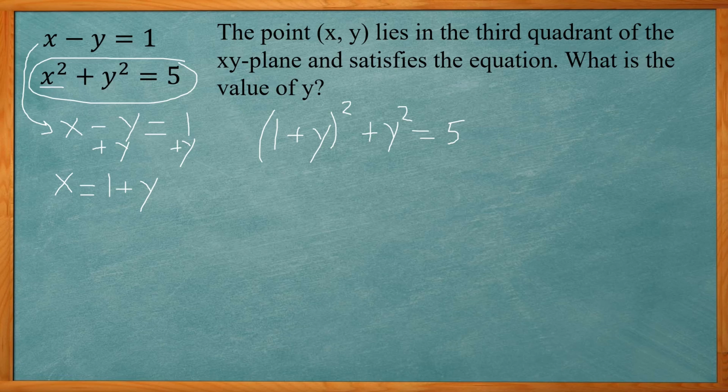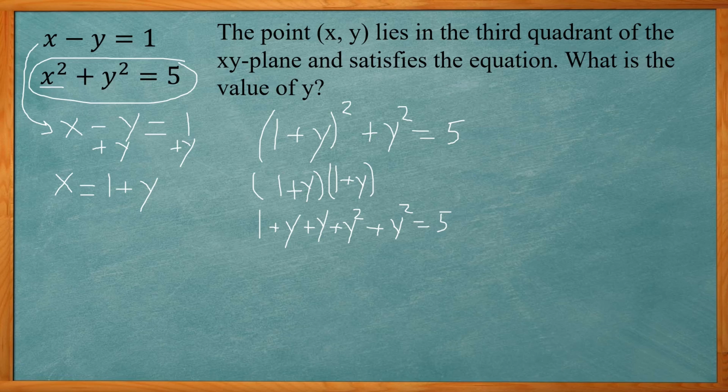Now 1 plus y squared is really 1 plus y times 1 plus y. If I multiply that, I'll get 1 times 1 is 1. 1 times y is y. Y times 1 is y. I'm just using the FOIL method here. And y times y is y squared. And then just bring everything else down. The y squared equals 5.